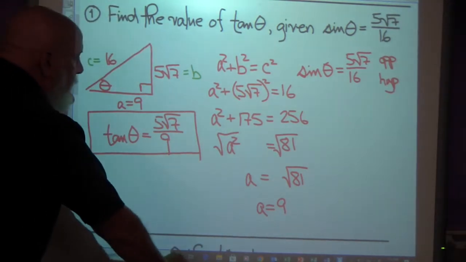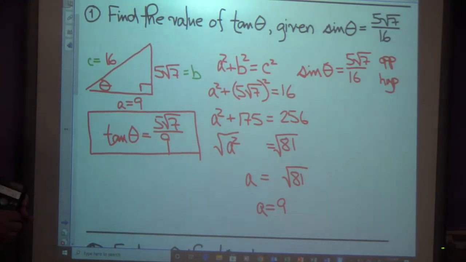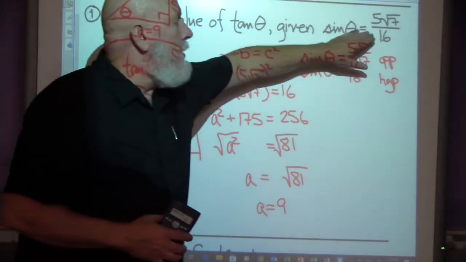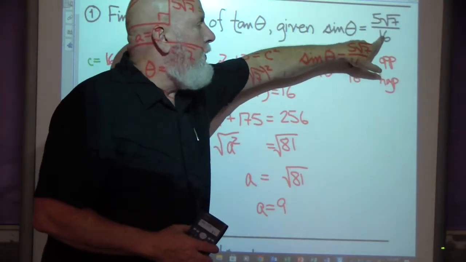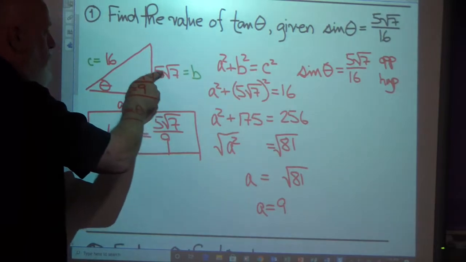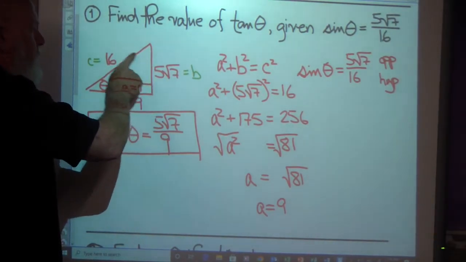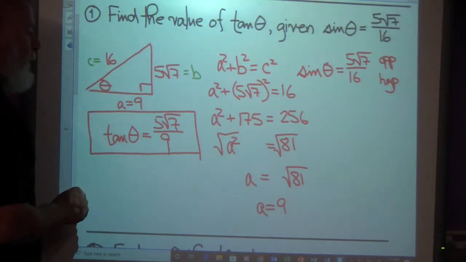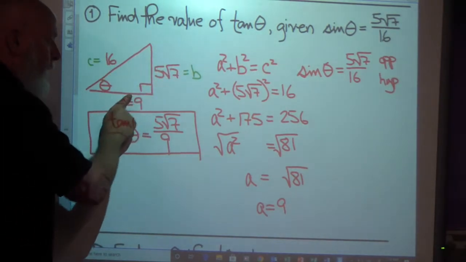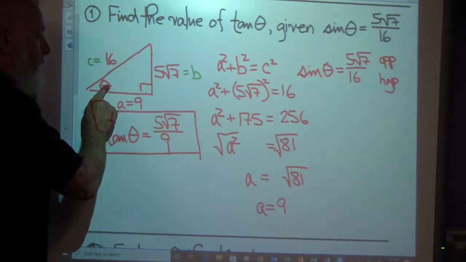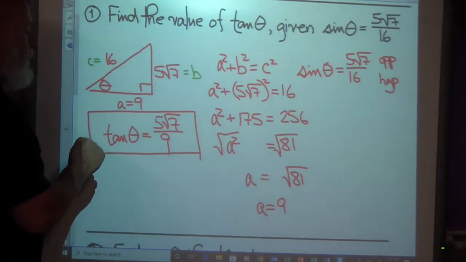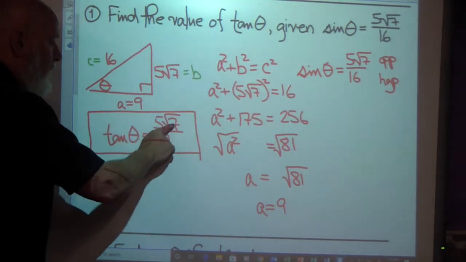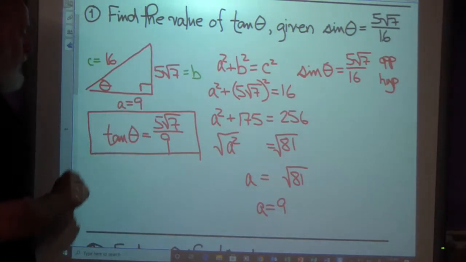Okay. And hopefully that makes sense. We were given the value of a trig function. We said, hey, well, that's opposite over hypotenuse. Drew a triangle, made this opposite, that hypotenuse, I put the theta right there. Use the Pythagorean theorem to find the missing side, and then use the tangent of theta, the definition, to find the tangent of theta, opposite over adjacent.